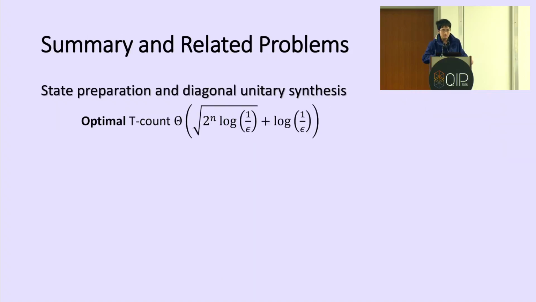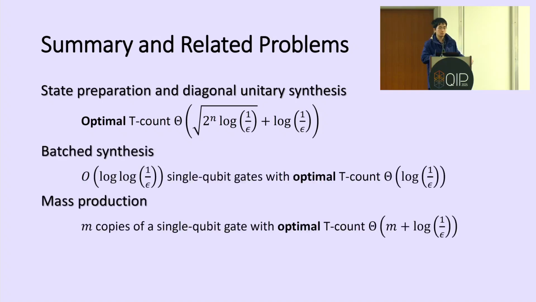Okay, let me briefly summarize here and mention some open problems. For state preparation and diagonal unitary synthesis, we obtained optimal T count of that form. And we also provide two interesting applications to save T-gates in implementing a layer of single qubit unitaries. In particular, if they are different, you can use batch synthesis. If they are the same, you can use the mass production results.